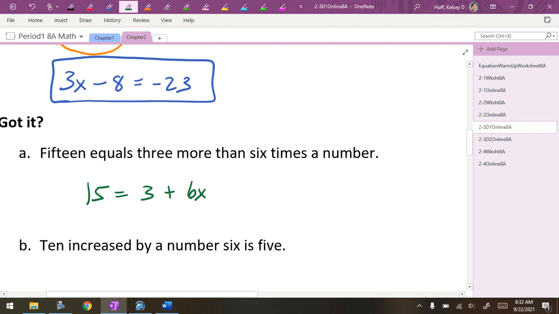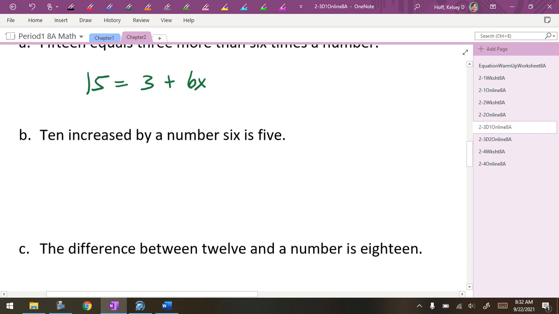Okay. All right, let's go to the next one. See if you can do this one. 10 increased by a number 6 is 5. Cross off the word 6. 10 increased by a number is 5. This one has an extra word in there, sorry.